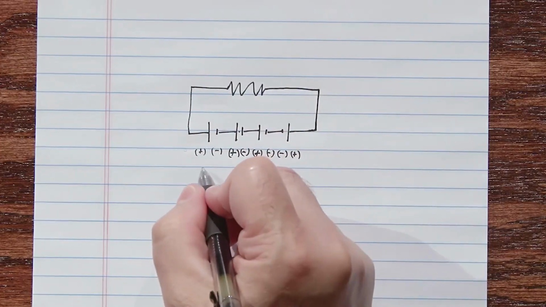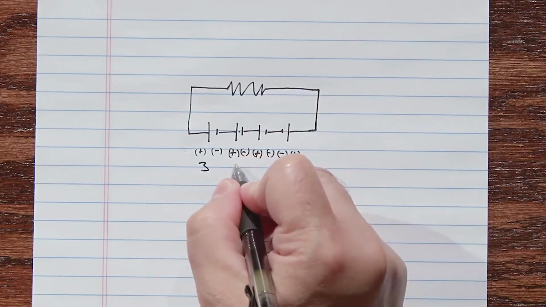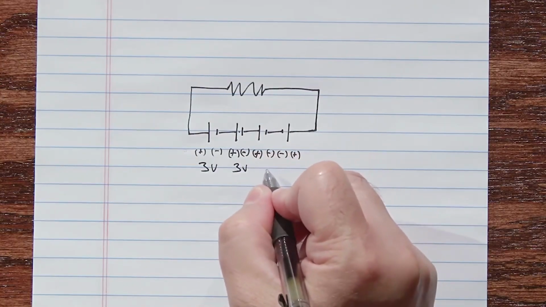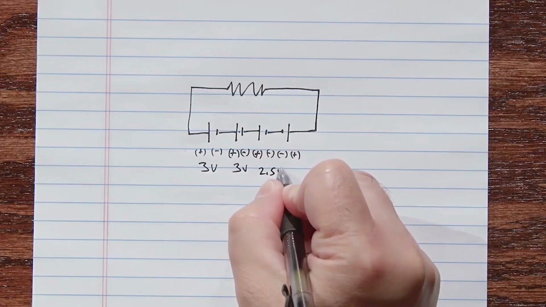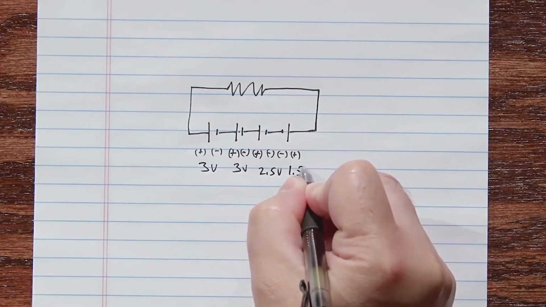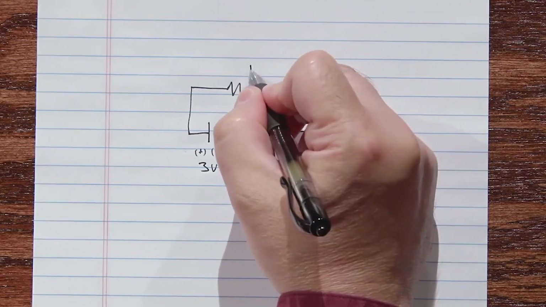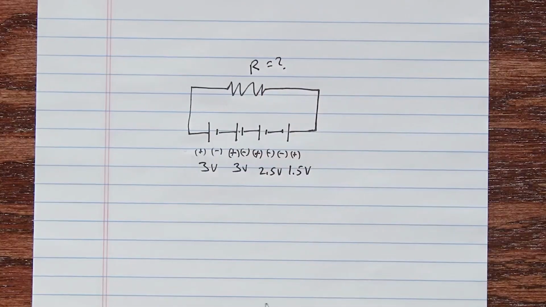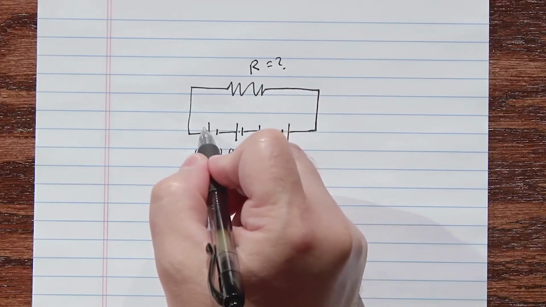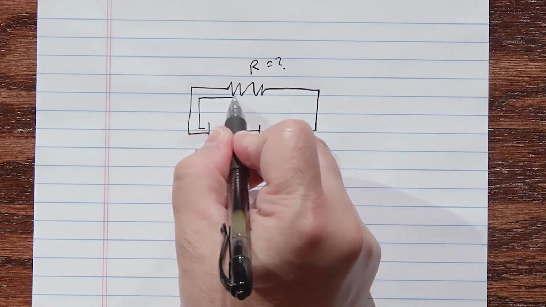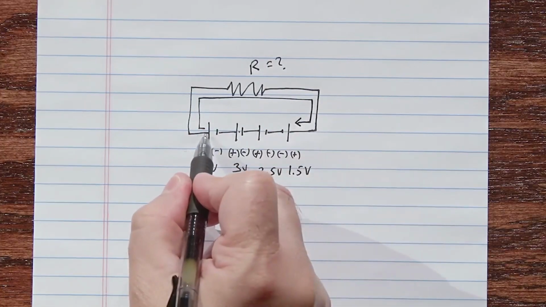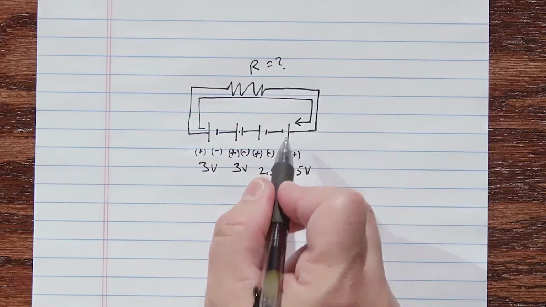And this is 3 volts, 3 volts, 2.5 volts, and 1.5 volts. We have a resistor of an unknown resistance. And I'm going to assume that the current flows like this, from this positive into this one.